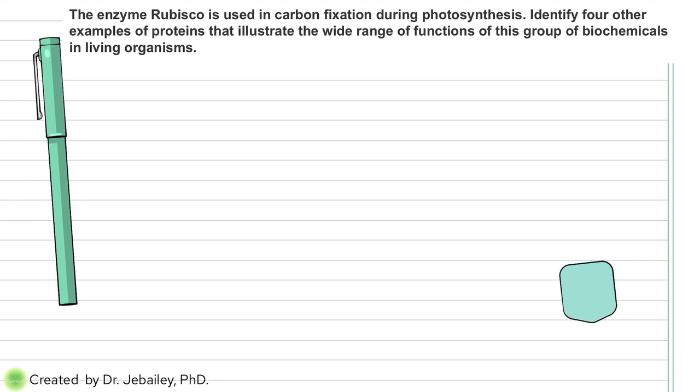Here in the next question, it talks about the enzyme Rubisco, which is used in carbon fixation, which is basically used in photosynthesis, right? And identify 4 other examples of proteins that illustrate the wide range of functions of this group of biochemical molecules in living organisms. What is this asking again? This is asking you again to give examples of other proteins. It's just like that previous question with so many protein examples.